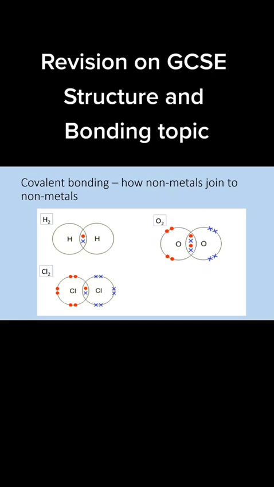The examples you need to know for the GCSE curriculum are hydrogen, which has 1 electron in the outer shell. They share one each and become H2. Oxygen will share 2 pairs of electrons because it lives in group 6. So you will see that oxygen has 2 lines because they're sharing 2 pairs of electrons, one here and one here. And then chlorine shares 1 pair of electrons, becomes Cl2.